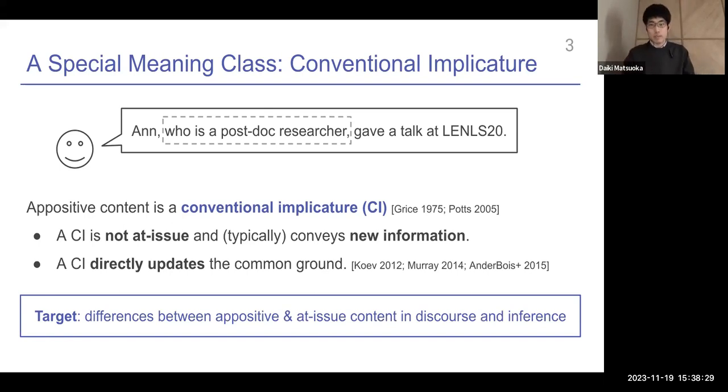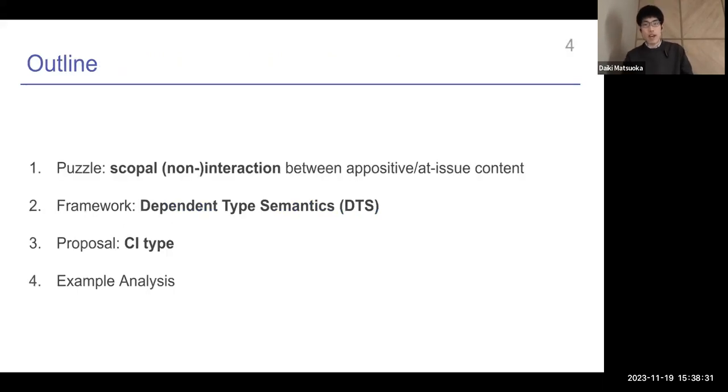Given this motivation, here is the outline of today's talk. I'll start with some puzzles of scope interaction and non-interaction between the two types of content. Then I'll introduce our framework, dependent type semantics, DTS, and then I'll describe our proposal, the CI tag. Finally, I'll show you some example analyses to verify our proposal.